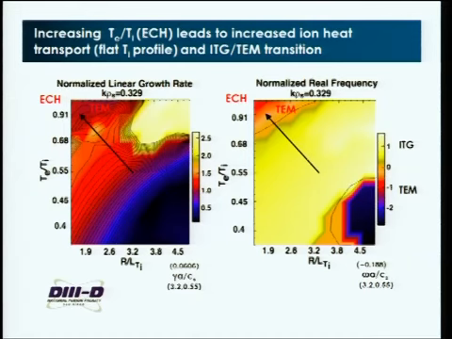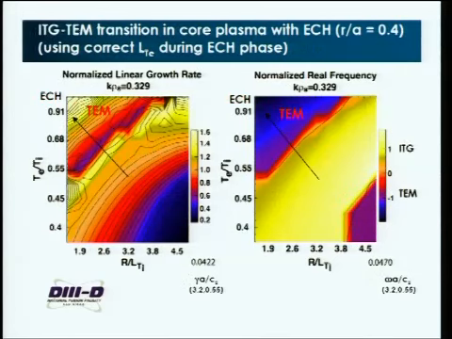So this is for r over a of 0.4 in the inner core. We have a situation where there's a transition from ITG turbulence to TEM turbulence here. And the variable that was left out in the last calculation was the electron temperature gradient. So we have to account for the changing electron temperature gradient also.